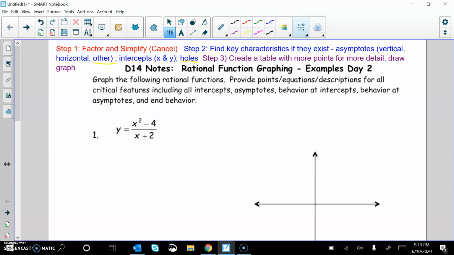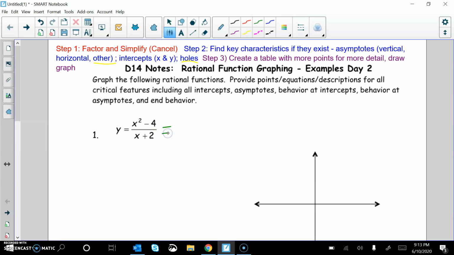So step 1, factor and simplify. Step 2, find everything we need. Asymptotes: vertical, horizontal, other. We discussed how to find vertical and horizontal. I'll show you how to find other when they come up in any examples. Find the intercepts of the simplified function. Holes in the graph: if a factor canceled in your denominator, that will create a hole in the graph. And then after that, make a table. Pick some points of your choosing for more detail. It's a good idea to pick some points around your x-intercepts and vertical asymptotes.